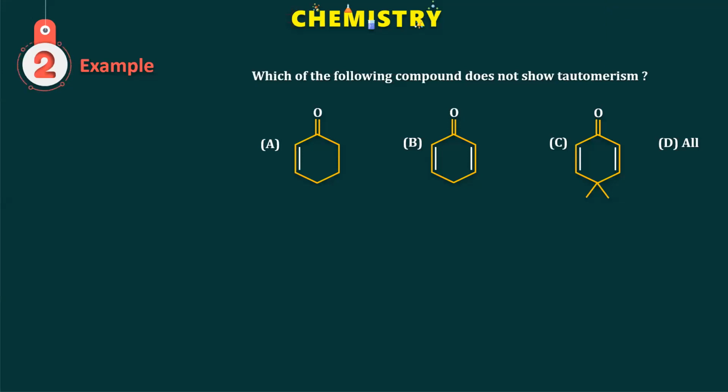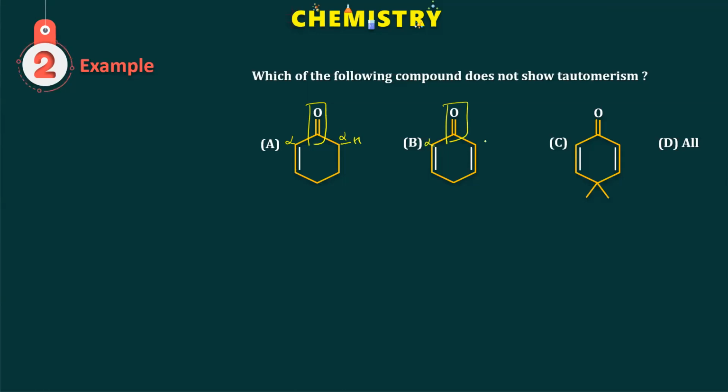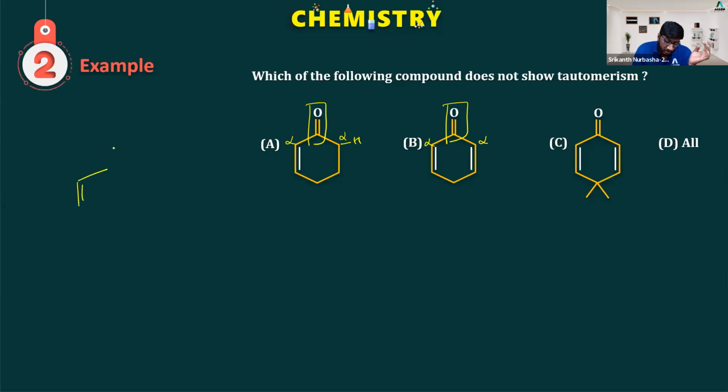Sir, C. A and B can show. A can show, like C double bond O is a system. This is alpha carbon, this is alpha carbon, this alpha carbon is sp3 hybridized, it has alpha hydrogens, it can show. B, how will it show, Shuman? Sir, it's double bond. Gamma tautomerism, but I don't know how the mechanism is going. Okay, so the gamma tautomerism is simply like this.